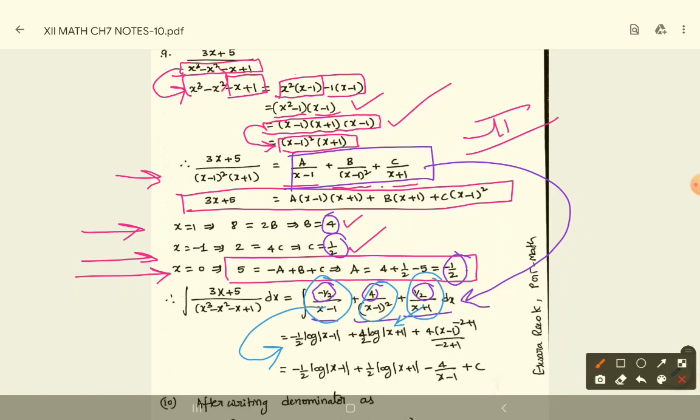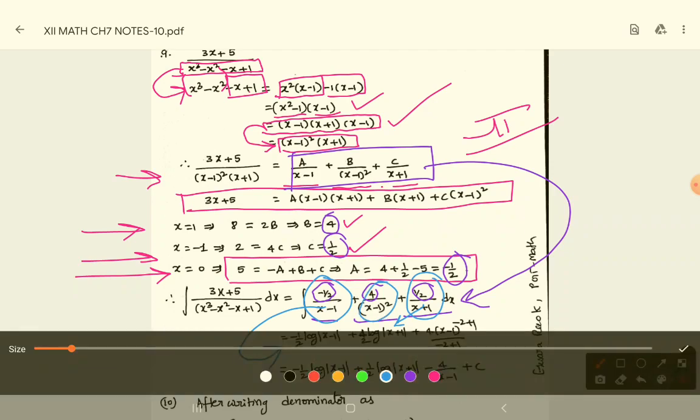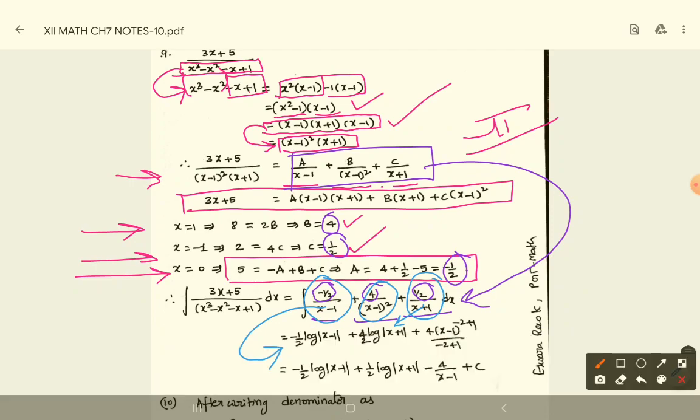Then 4 by (x minus 1) whole square can be written as 4 by (x plus 1)(x minus 1) whole square. It can be solved using the formula for n plus 1 by n plus 1, which I have applied here. Try to understand it, then finally you will get the answer with plus c, right?